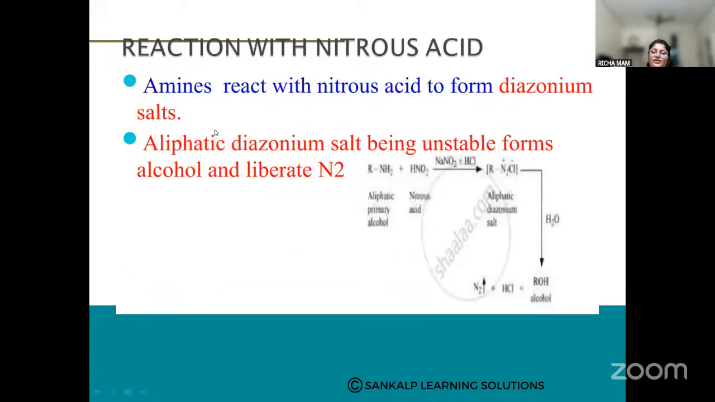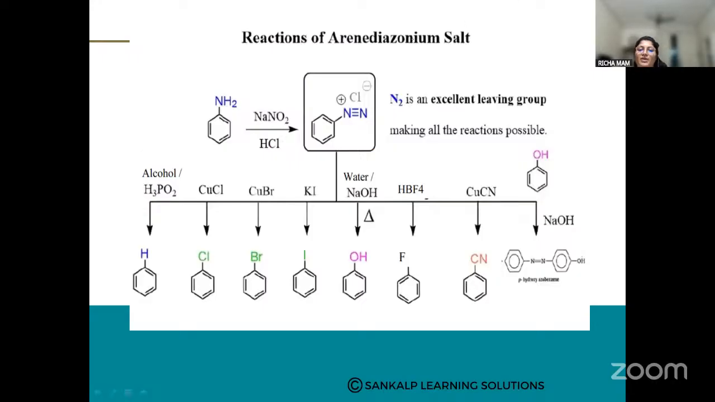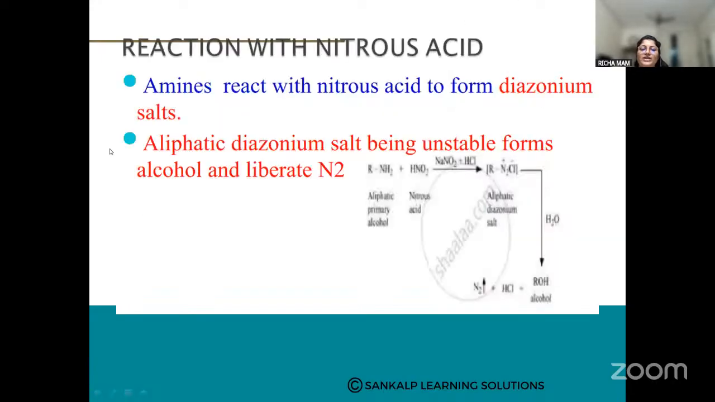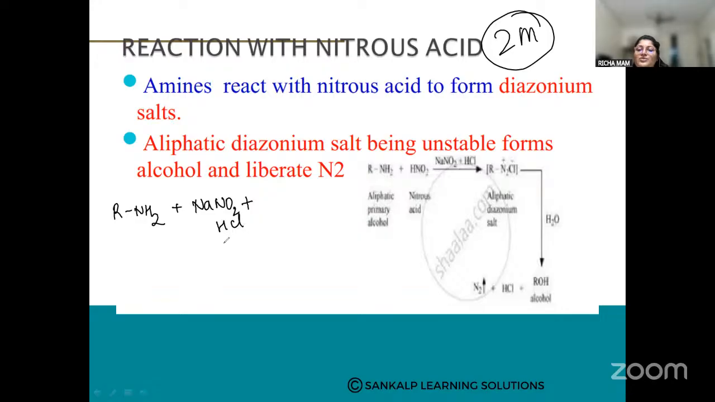So next is the reaction with nitrous acid. Mark this also as very, very important. So what is happening here? An aliphatic primary amine reacts with nitrous acid. How is this nitrous acid formed? By using NaNO2 plus HCl. By using NaNO2 and HCl, what am I going to get?